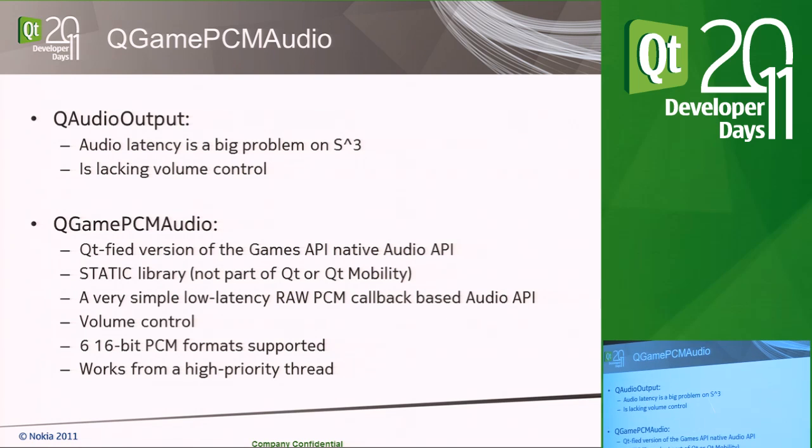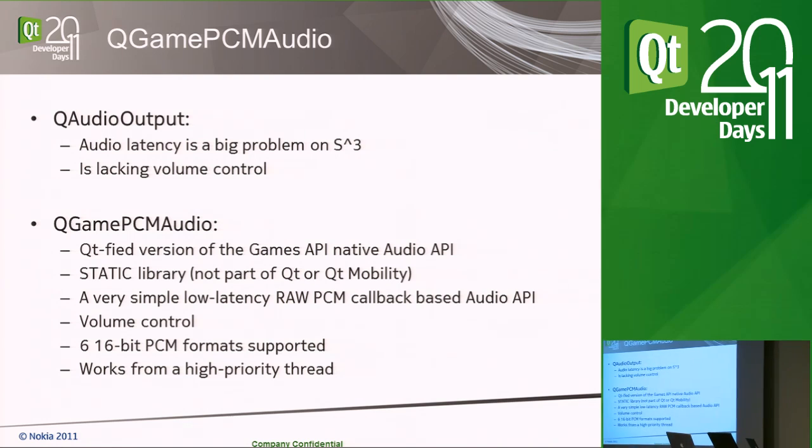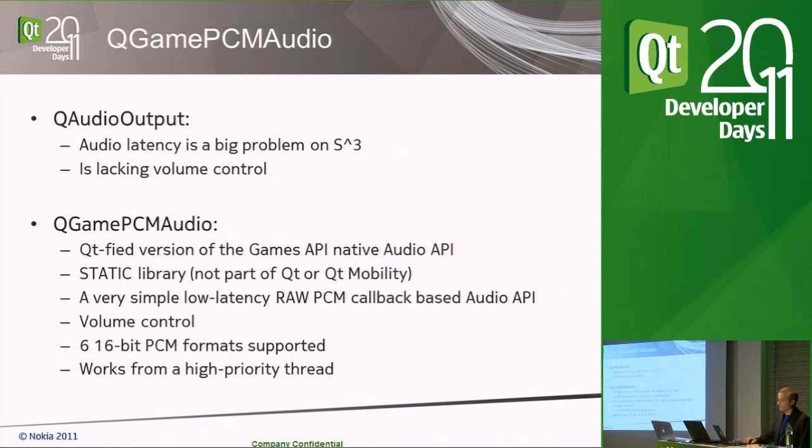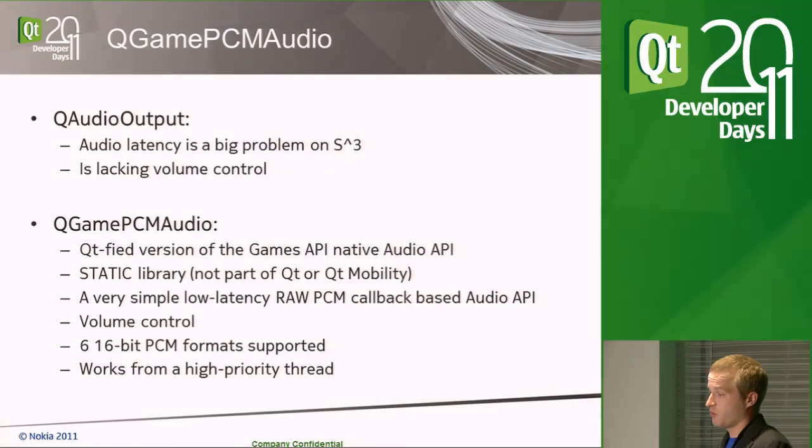Mika also mentioned these. The latency is a problem, and there's no volume control for the Qt audio output. So we created the QGame PCM Audio API, which is a Qt-ified version of the native audio API. It's a static library, so it's not part of Qt or Qt Mobility. It gets linked to the game itself and shipped with the game. It's a very simple, low latency, raw PCM audio API with a callback interface. It has volume control, and it has 16-bit PCM formats, 3 mono and 3 stereo formats. It works from a high priority thread.